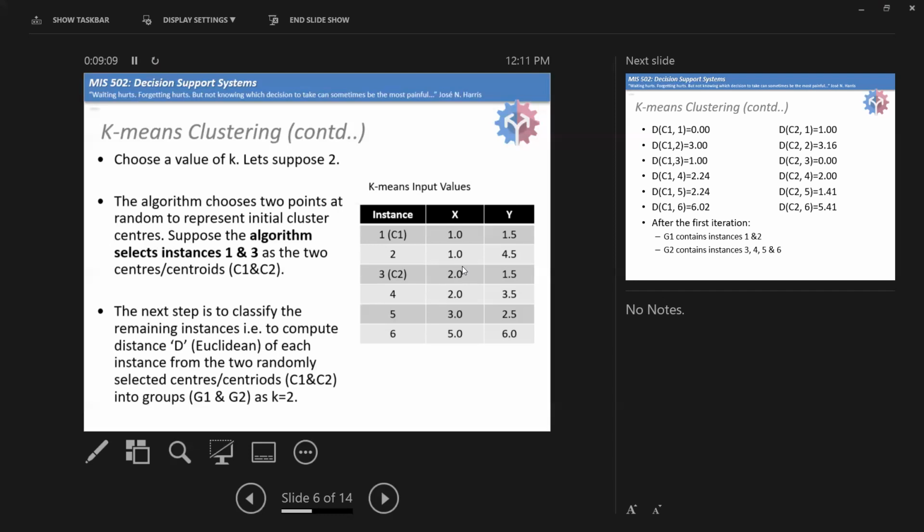So 3 and 2.5. So this is 0.5, right? And then we have 5 and 6. This is point number 6, right? So can you see visually? Can you see how many clusters you would suggest?